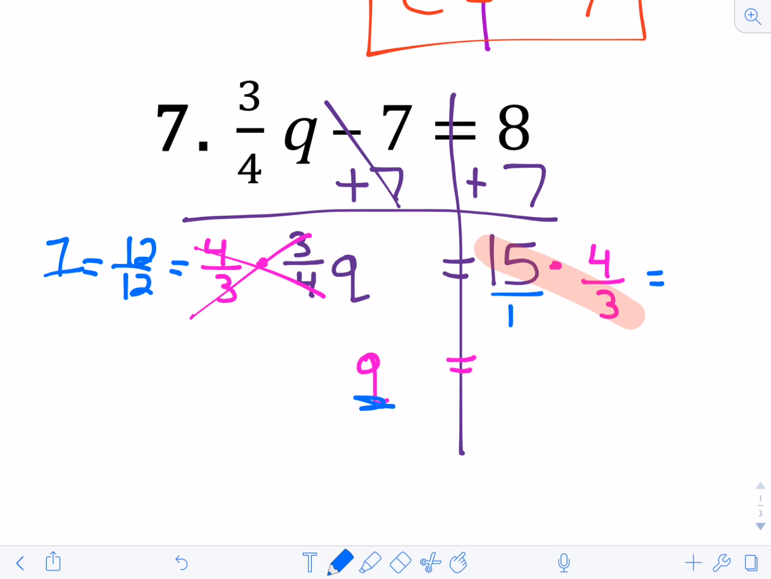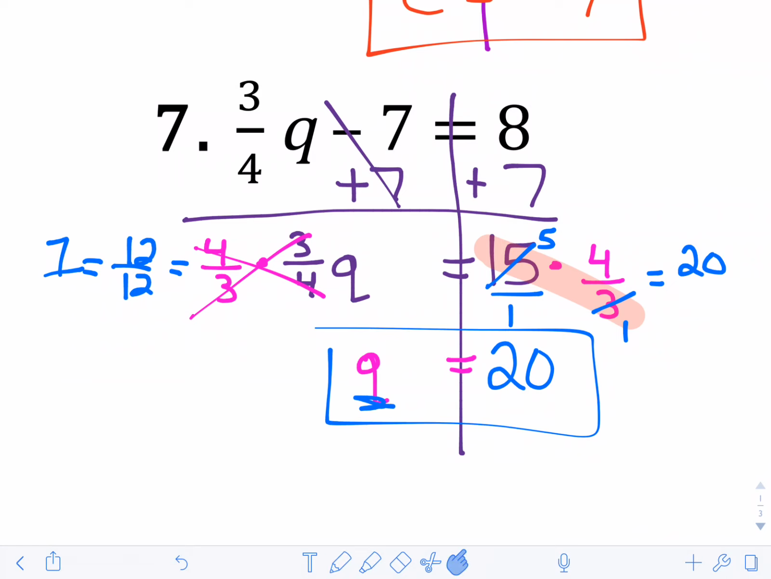3 goes into both 3 and 15. So 3 goes into 3 one time. 3 goes into 15 5 times. So now let's multiply across. 5 times 4 is 20. Well, on the denominator, I just have 1 times 1. What's 20 divided by 1? Just 20. So Q is equal to 20.